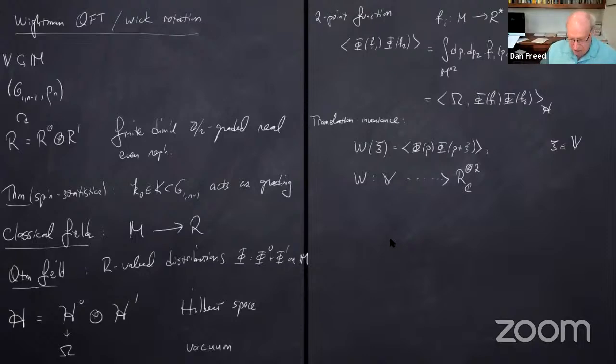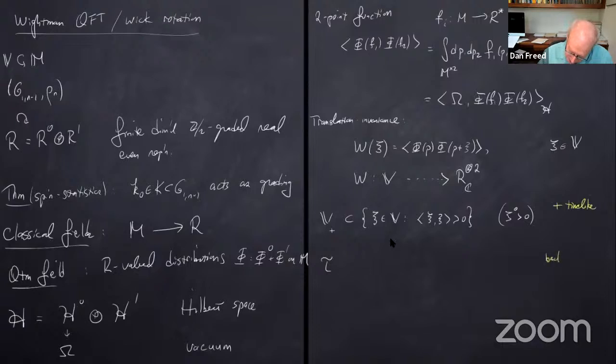Okay. Thanks. So now let's get to the Wick rotation. So I'll call, sorry for all the notation, but I don't know how to avoid it, V plus a component of time-like vectors. So those are the vectors, the displacements, which have positive norm square. And these are the ones where the time component is positive. So these are the positive time-like vectors. And now we'll define what's called the backward tube. So this is going to be the real vectors minus the imaginary ones which are positive time-like. So if you like, the negative time-like vectors. And that sits inside the complexification of the displacements.